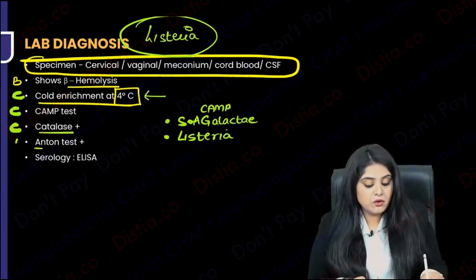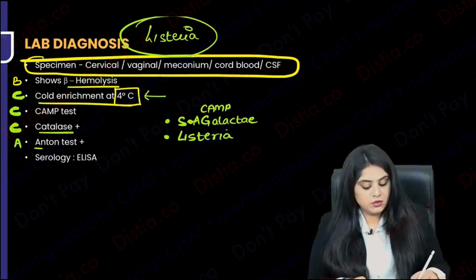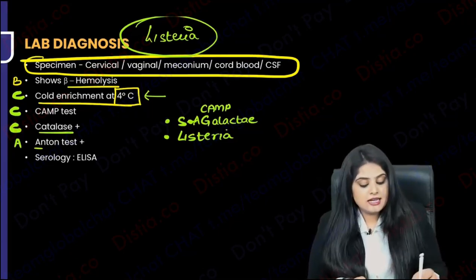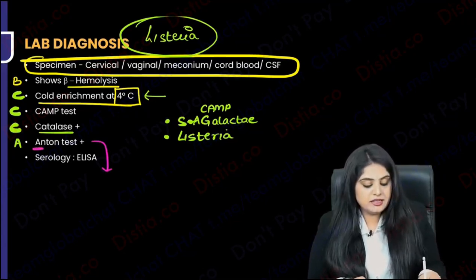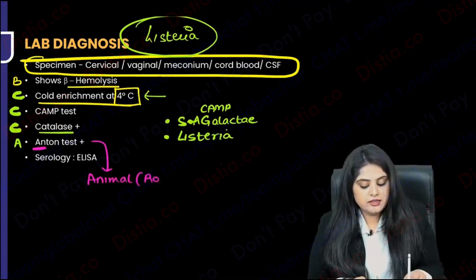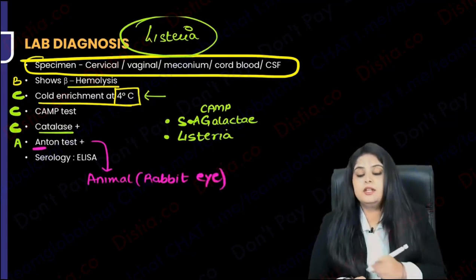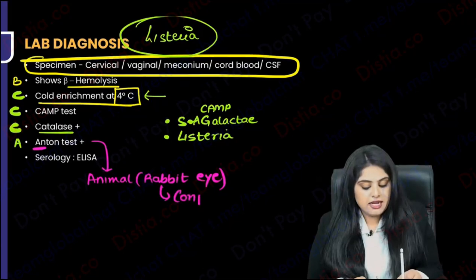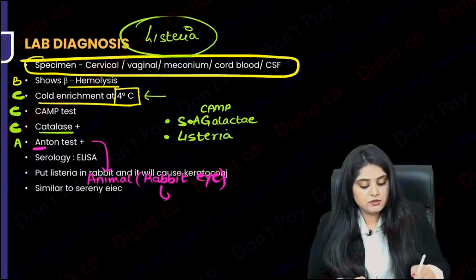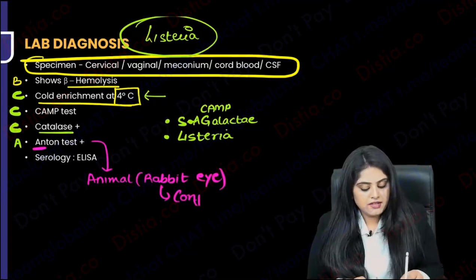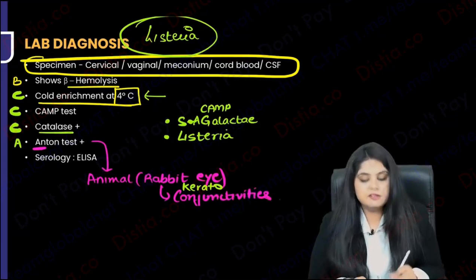Then it is A for Anton test positive. Now you will ask me what is the Anton test? The Anton test is basically A for animal. It is an animal test in which you take the rabbit's eye and put this Listeria into it. And this rabbit eye will end up having not just conjunctivitis, you will end up having keratoconjunctivitis in the eye of this rabbit.